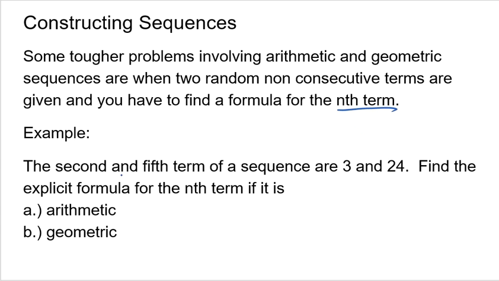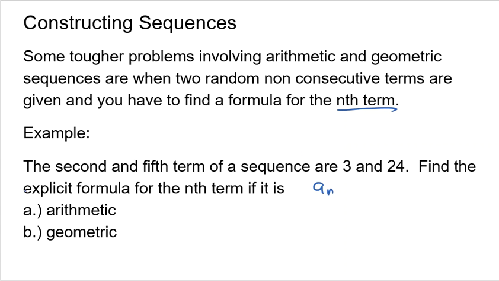All right, so here's the information. The second and fifth term of the sequence are 3 and 24. So we're not giving you the sequence. We're not giving you the first term, the second term, the third term, and so on. We're giving you just two random terms: the second term and the fifth term. And they want me to find an explicit formula for the nth term.